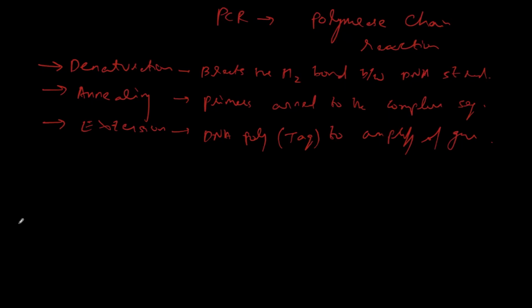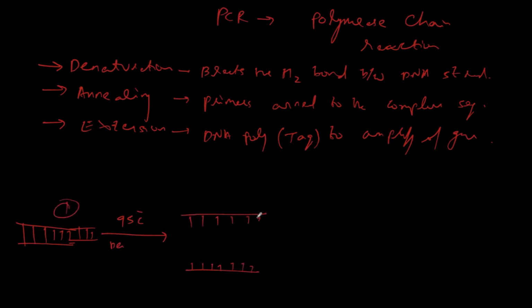So visually, if I draw it for you, for example, you gave it a DNA sequence in the PCR. Due to denaturation, which occurs at 95 degrees, you will have a single strand, something like this. So we are starting with one, right?